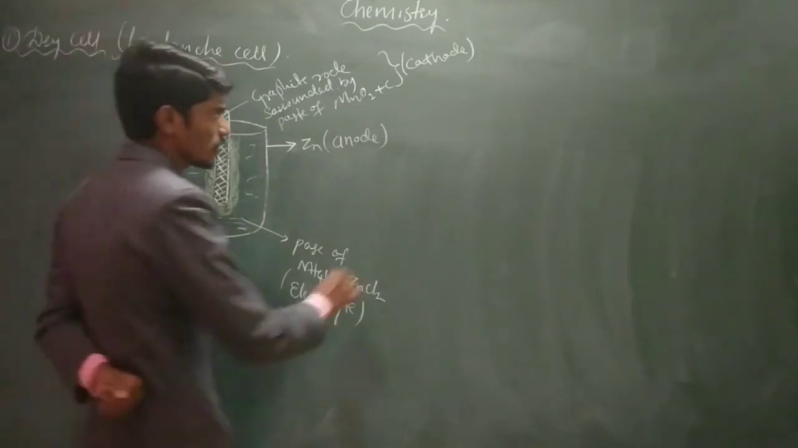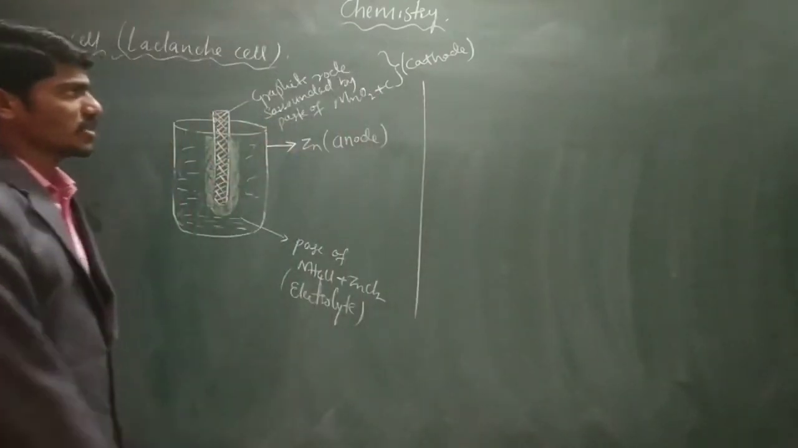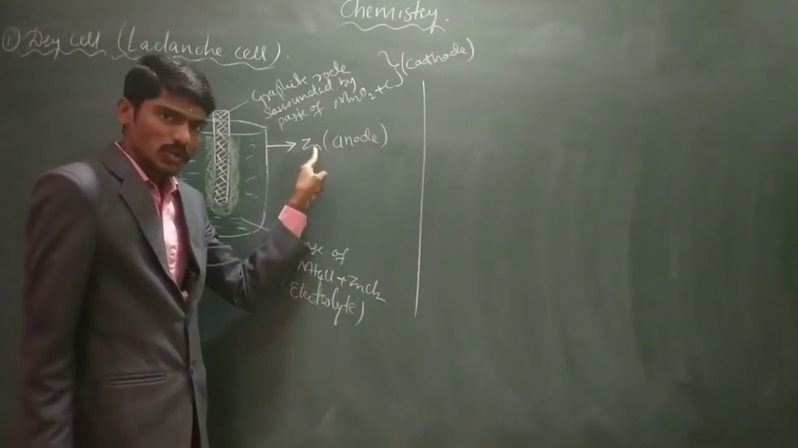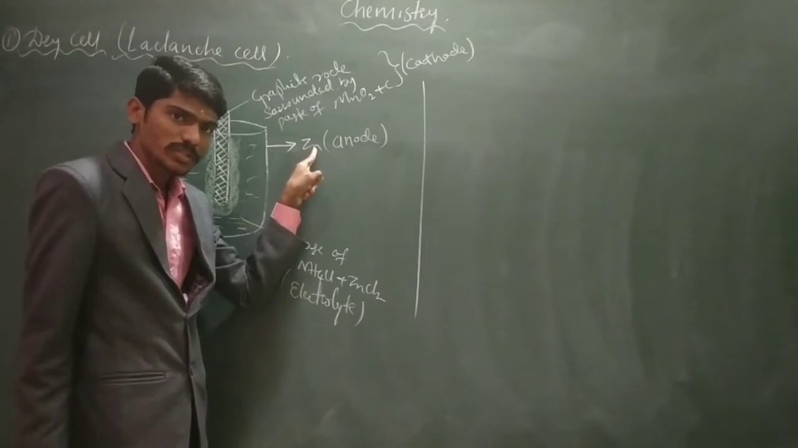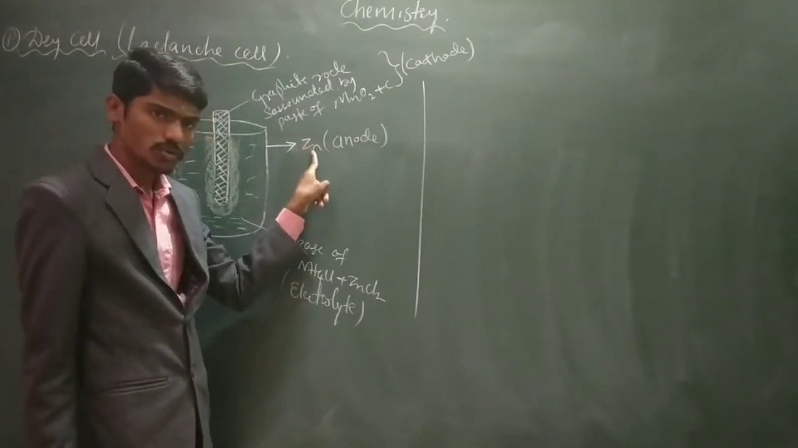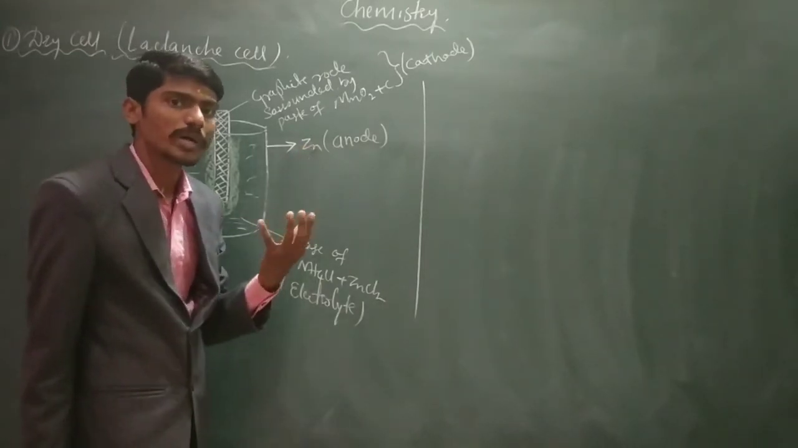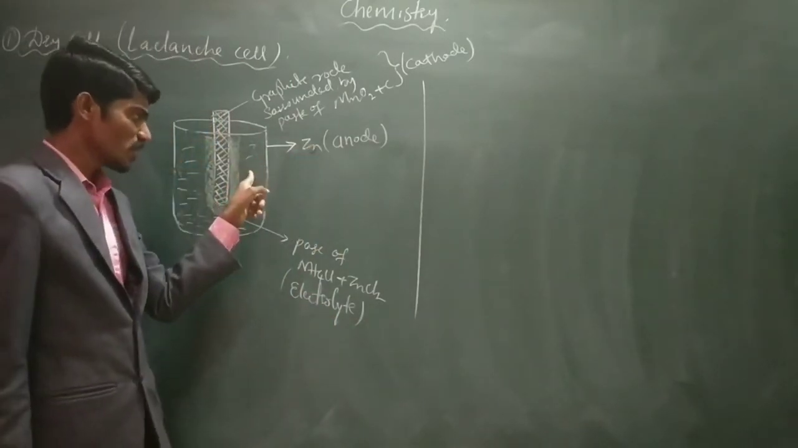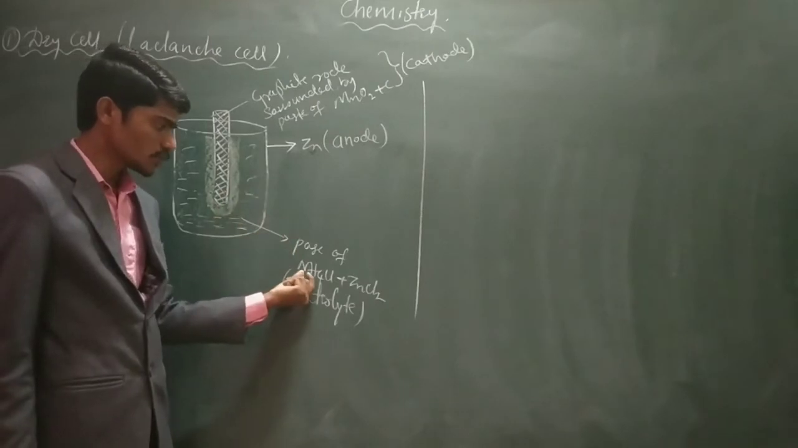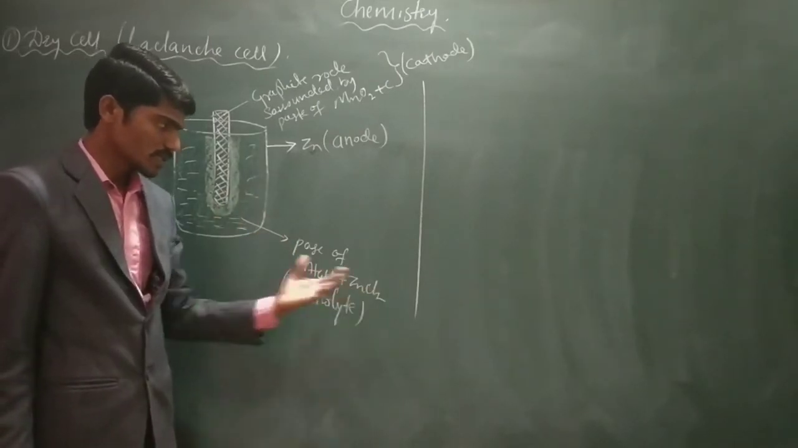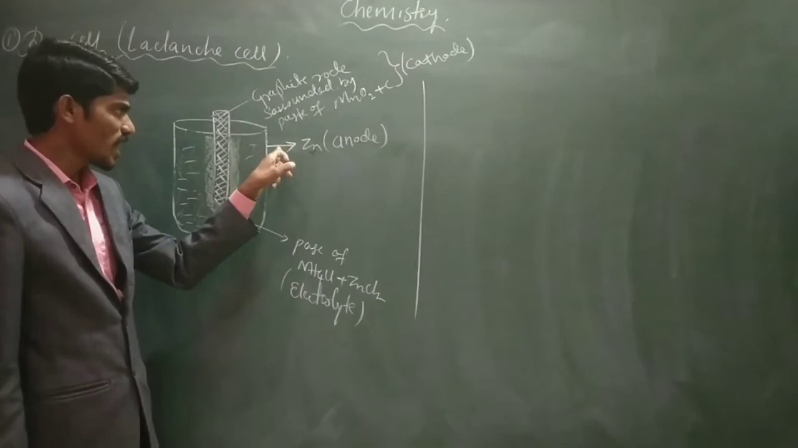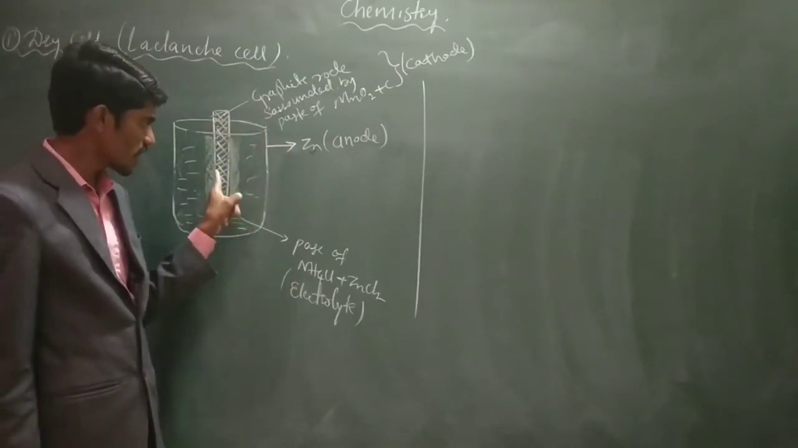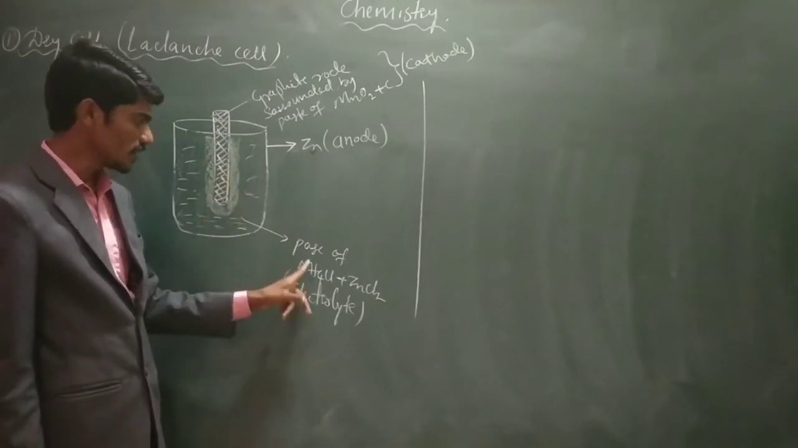Now what are the reactions? What are the cell reactions? Zinc acts as an anode. Anode means which reaction? Oxidation. So zinc undergoes oxidation. Oxidation means it dissolves, so Zn2+ ions dissolve in the electrolyte. The electrolyte has NH4+ and zinc chloride. These electrons are transferred to the cathode where the NH4+ ion gets discharged.